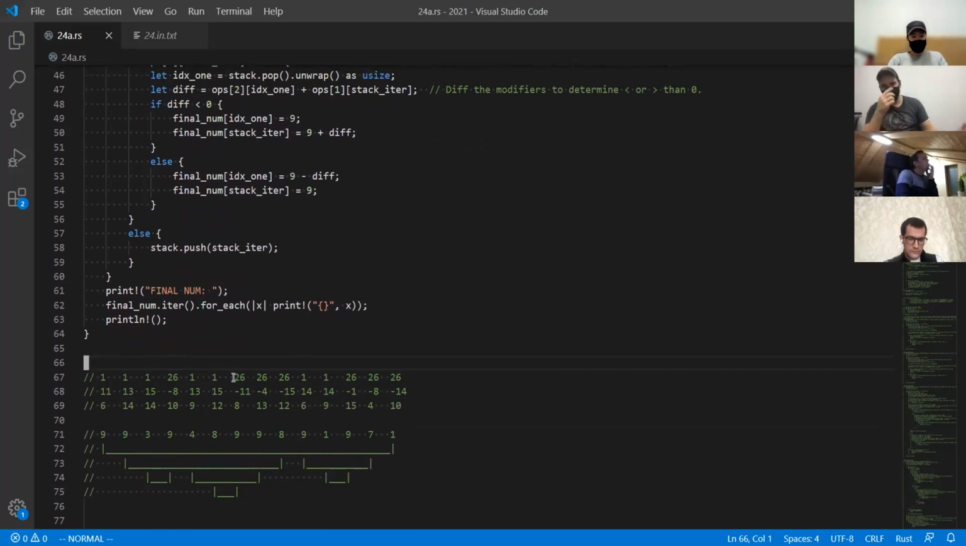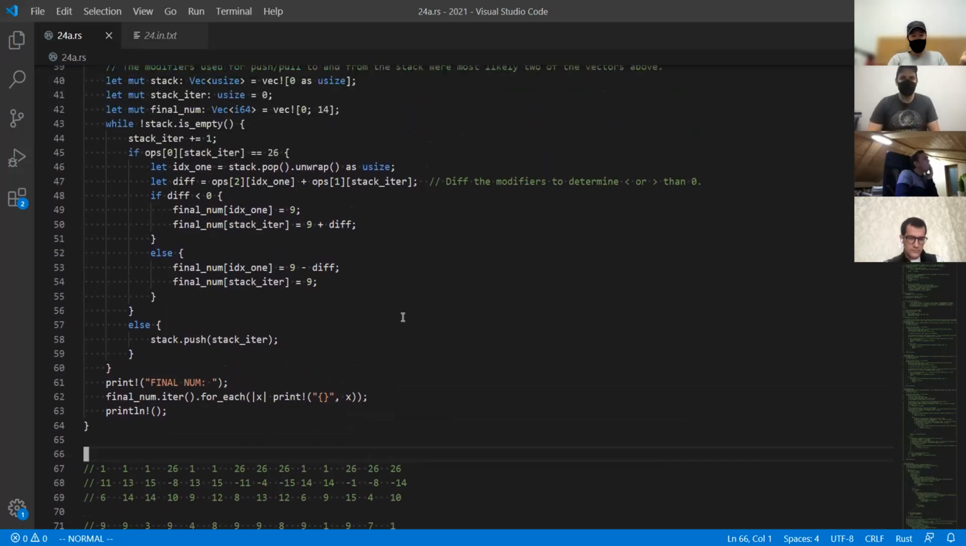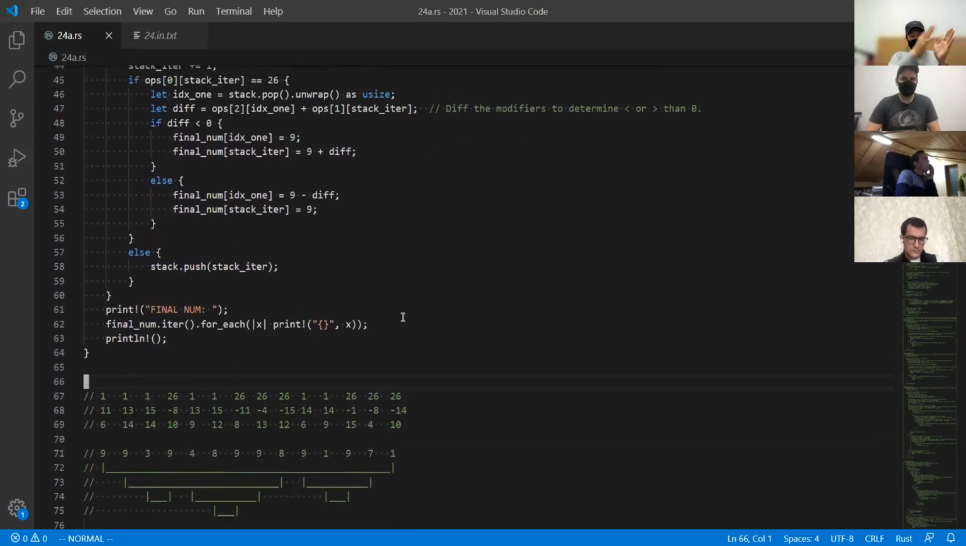So eventually you get all the way to the end and your last 26 pairs up with your first one. Right. So that's why your initial number was a 9, because they're paired up with the very last one. And so my number didn't resolve left to right. It just kind of fell into place as I popped off the stack.